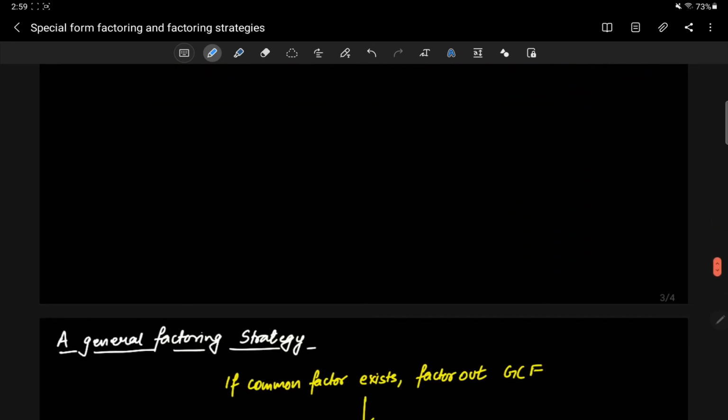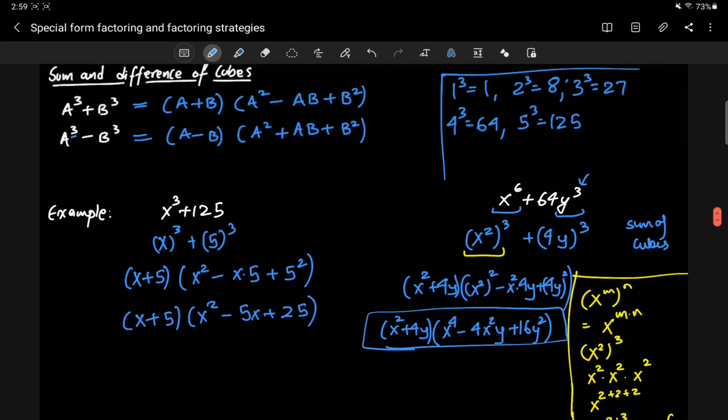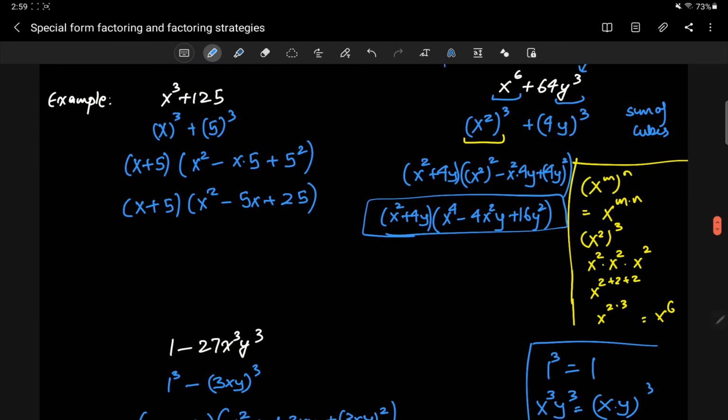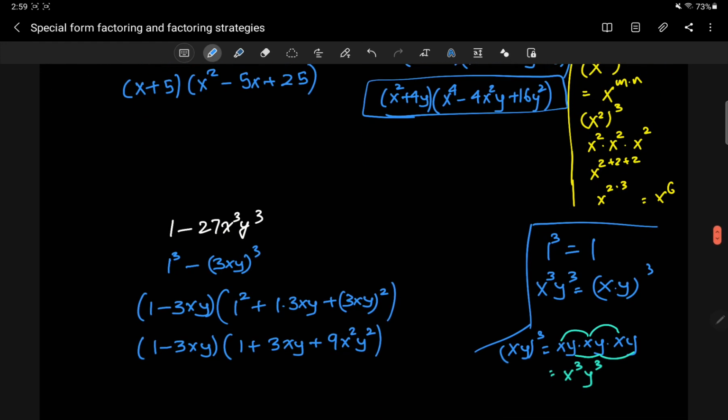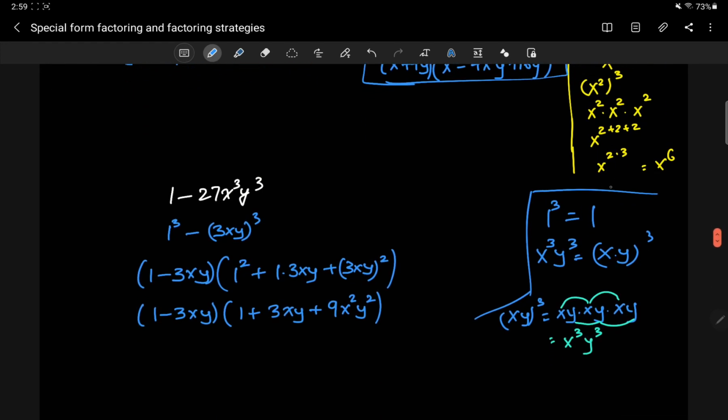So these are 3 examples. One, the plain simple application. Second, sometimes you may have to think about how to write a higher exponent as a cube, like x to the 6 can be written as x squared cubed. And lastly, the regular trick as with squares, that 1 cubed is 1, so you can always apply this difference or sum of cubes for terms that have just 1. As well as things that look like x cubed y cubed can also be written as a cube of xy.